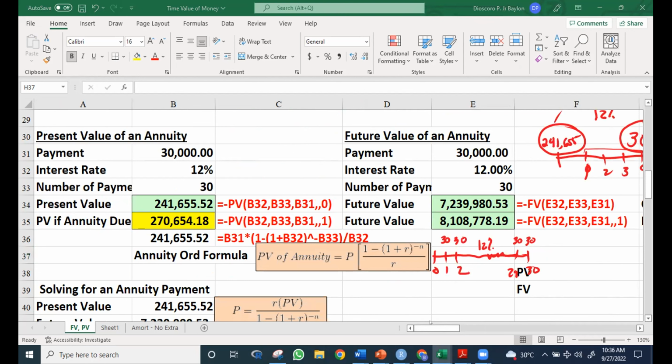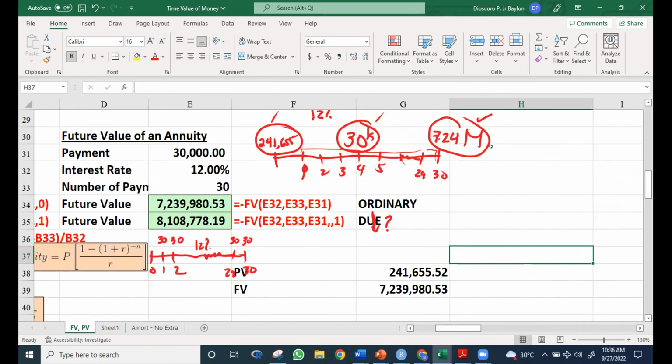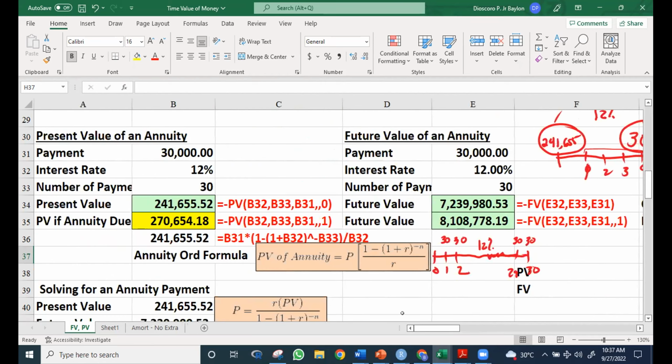equivalent factors. So when you compute for one value, you just use one. Dahil ang kino-compute mo si 30K. Either gamitin mo si 7.24 or si 241,655. You cannot use both, no? Kasi you're just they are equivalent cash flows. All right, sige, let's go here.